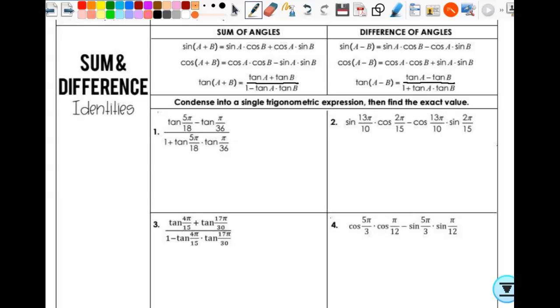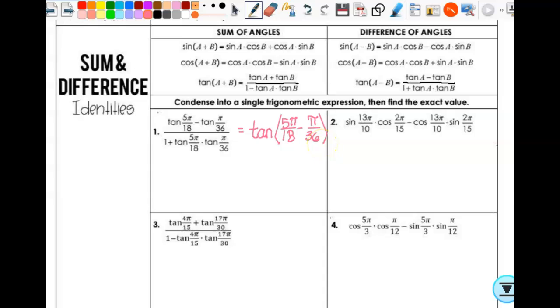So if I look at number 1, my goal is to condense it into a single logarithmic expression, then find the exact value. So this definitely looks like a tangent one. I just have to decide if it actually is 100% like that and something isn't off with the a's and the b's. Would it be tangent of a plus b or tangent of a minus b? Minus b, okay? It pretty much looks like this one, right? So this whole fraction is just equal to the tangent of 5 pi over 18 minus pi over 36.